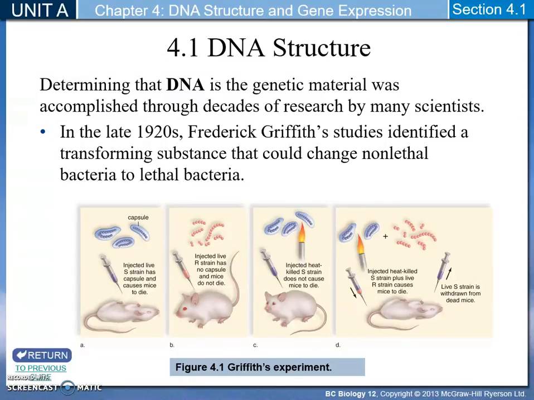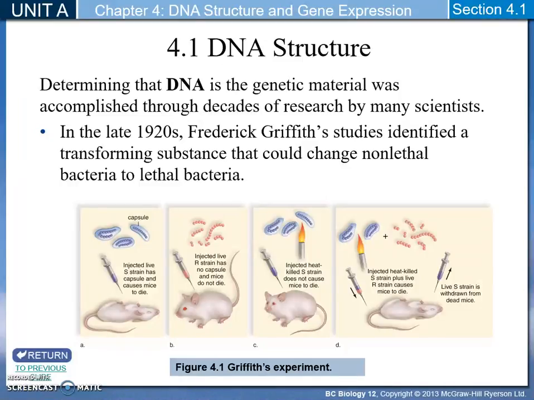So with the DNA structure, determining that DNA is the genetic material was accomplished over a number of decades by research conducted by many different scientists. It was quite a long and drawn-out process. In the late 1920s, there was a scientist by the name of Frederick Griffith, and his studies identified a transforming substance that could change non-lethal bacteria into lethal bacteria.